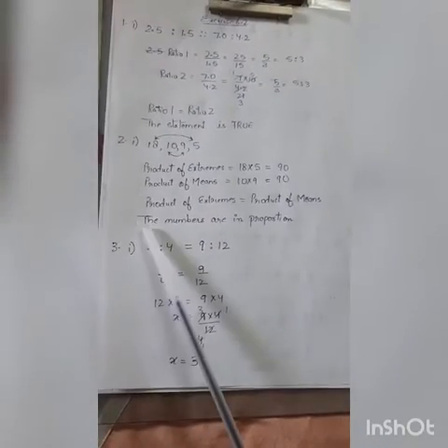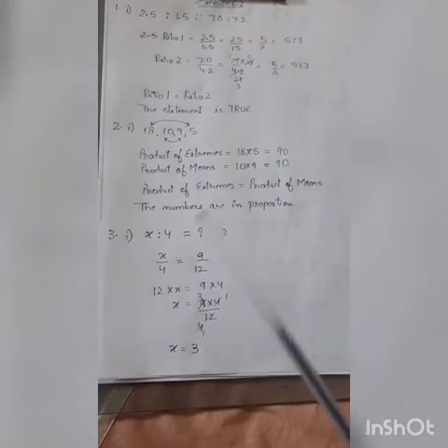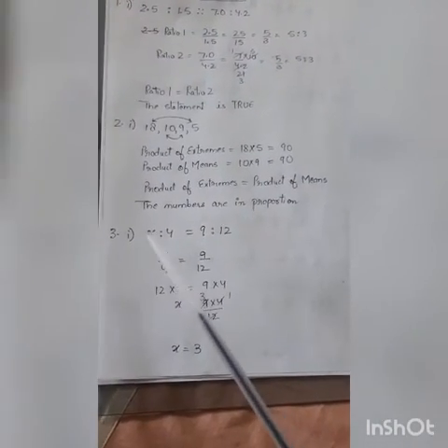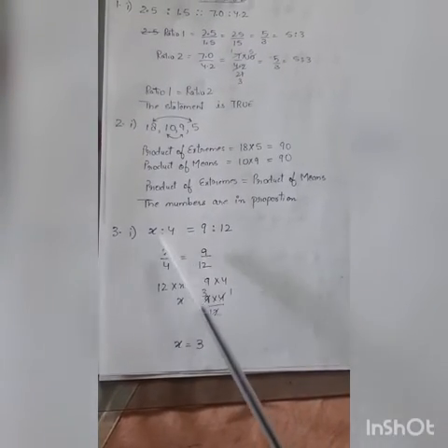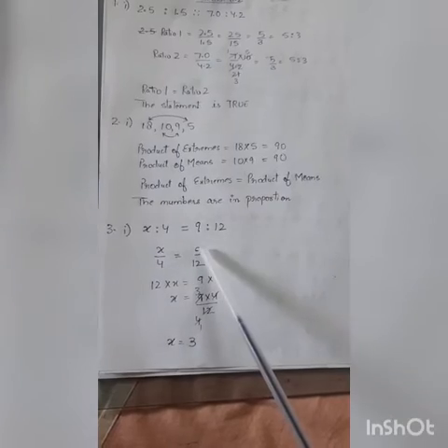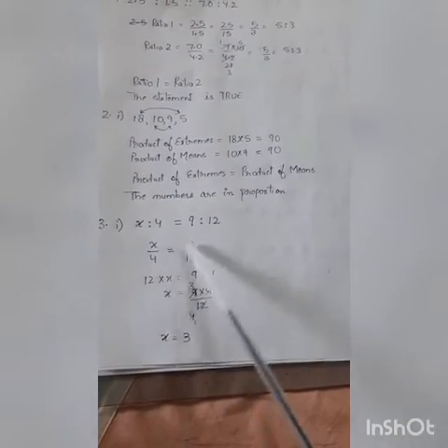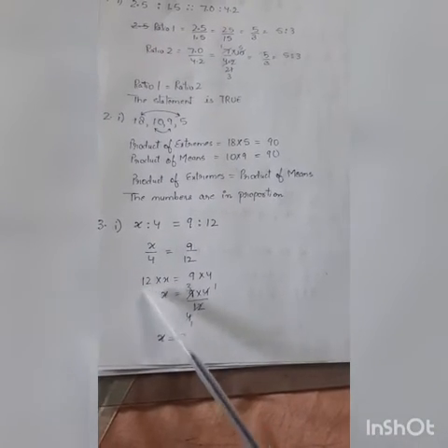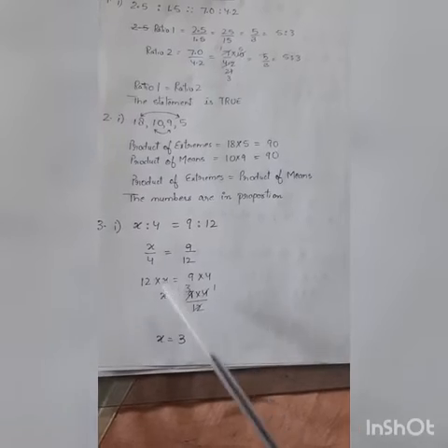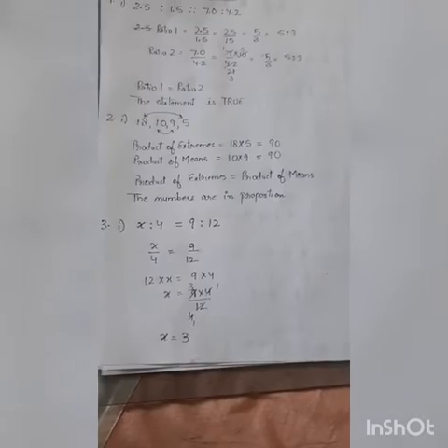Next is the third question. We were supposed to find the value of x in the given proportion. Because it is already a proportion, it means they are equal. The first ratio is equal to the second ratio. The first ratio is x is to 4, which means x upon 4, which is equal to 9 upon 12. So I will cross multiply. 12 into x is equal to 9 into 4, okay. So x will remain here. 9 into 4, this 12 will go and divide there because I am transposing. And after cutting, I find x is equal to 3. So this was your homework.